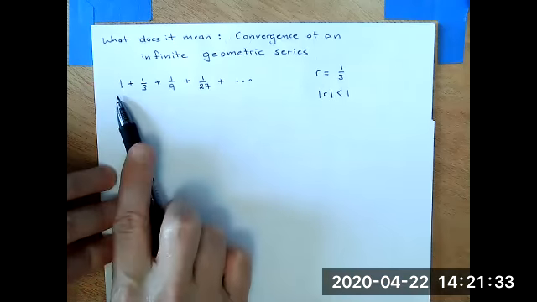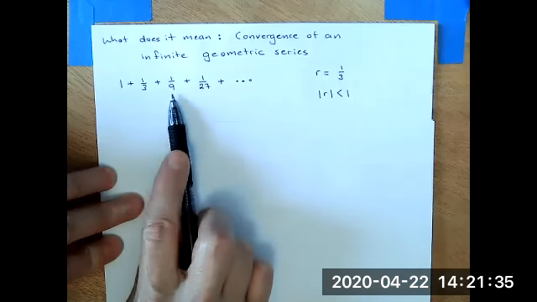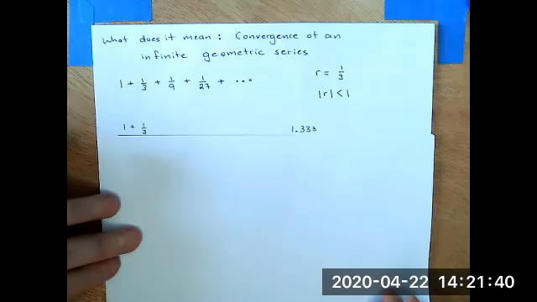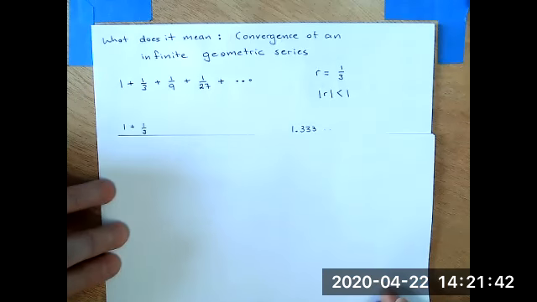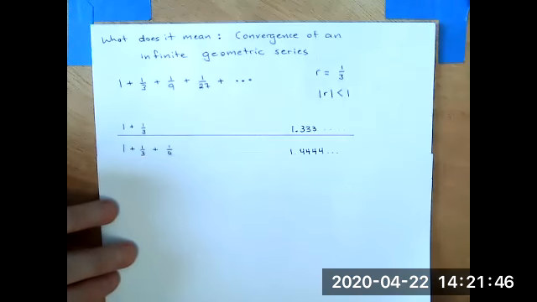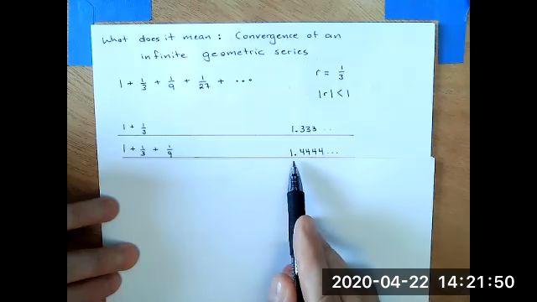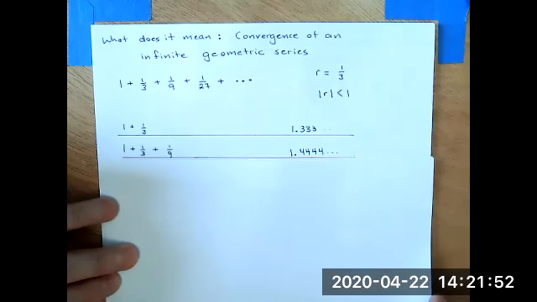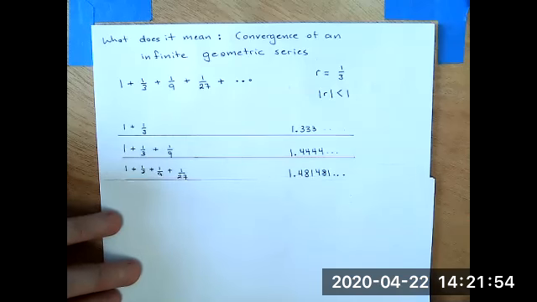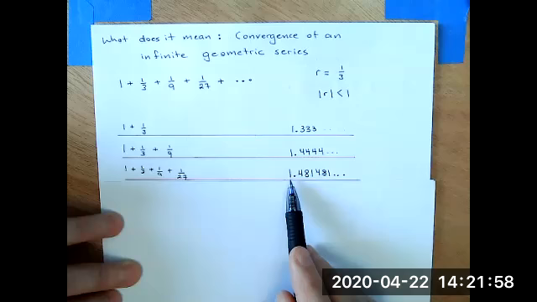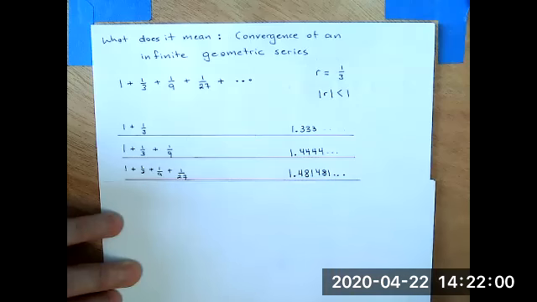Let's take some partial sums and look at the actual numbers. So 1 plus 1/3 is 1.3 repeating. 1 plus 1/3 plus 1/9 is 1.4 repeating. The fourth partial sum gives us 1.481.